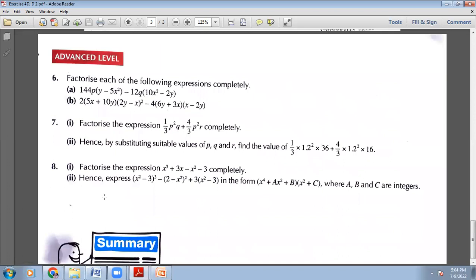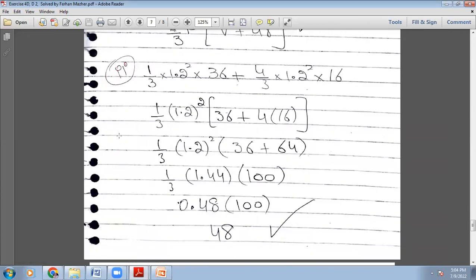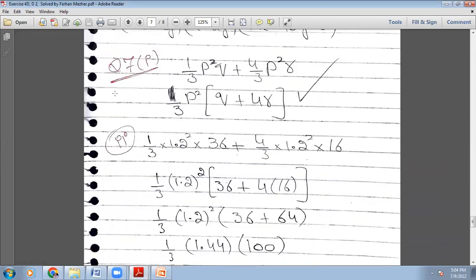Okay, then we have question 7: factorize the expression 1 by 3 p square q plus 4 by 3 p square r completely. Then it says hence, okay, we will do that later. Question number 7, first part: 1 by 3 is common, p square is also common. So this will be 1 by 3 p square bracket q plus 4r.